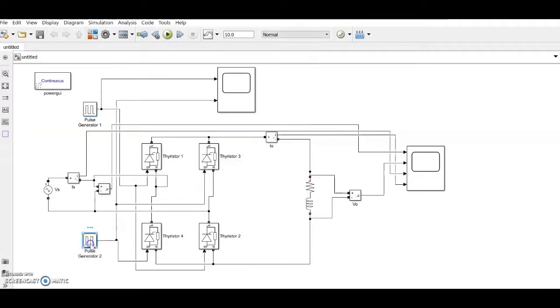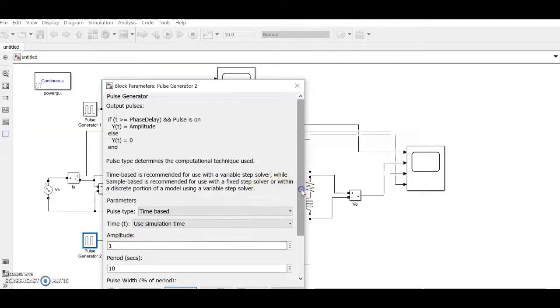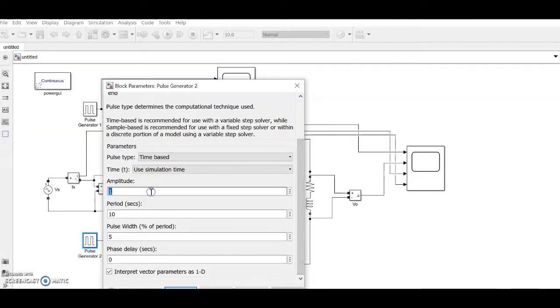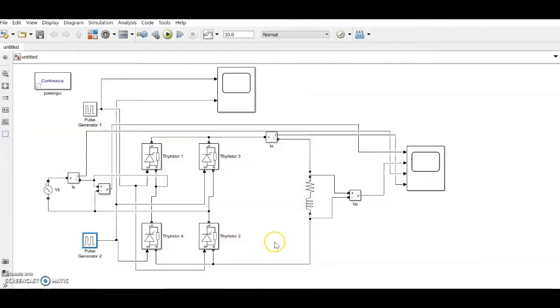So this generator should work during the negative half cycle only. Here again the pulse width is 20, period 1/50. And what about phase delay? Phase delay is half a cycle. Half a cycle actually corresponds to 10 milliseconds, so let us give it in seconds as 0.010. And that's it. Then thyristor.